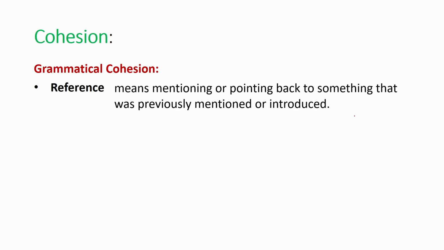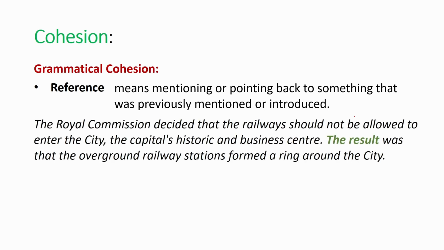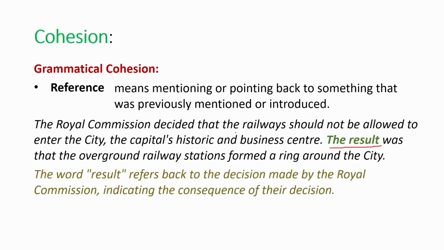Well, reference means mentioning or pointing back to something that was previously mentioned or introduced. Let's look at this example. The Rural Commission decided that the railways should not be allowed to enter the city, the capital's historic and business center. The result was that the overground railway stations formed a ring around the city. So the word result here refers back to the decision made by the Rural Commission, indicating or showing the consequence or the result of their decision.